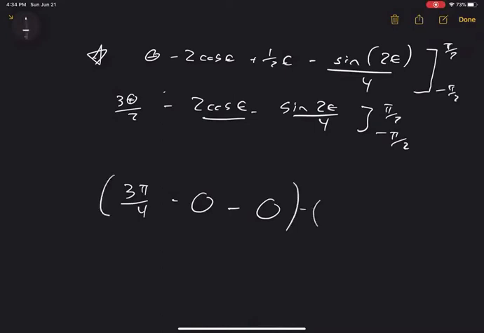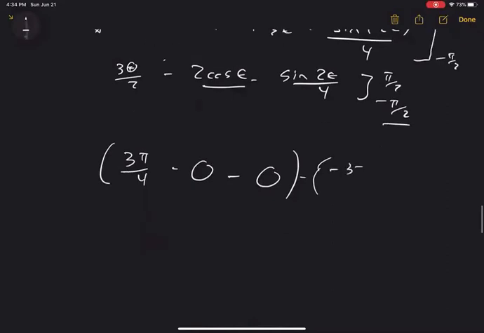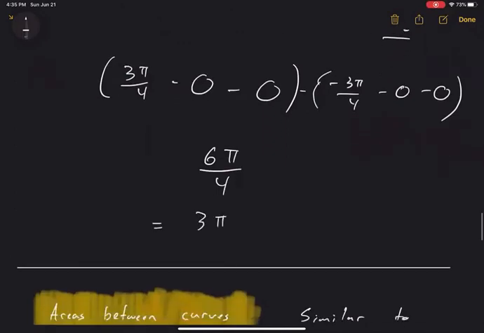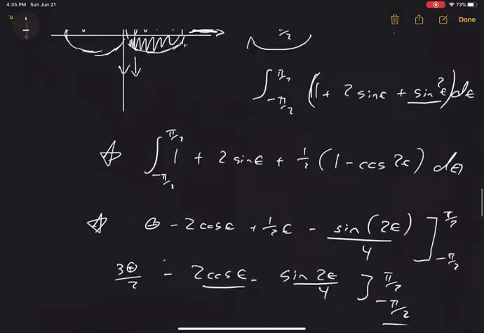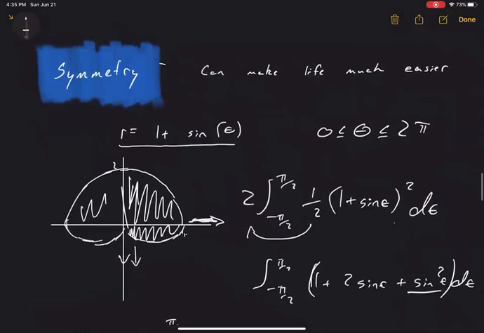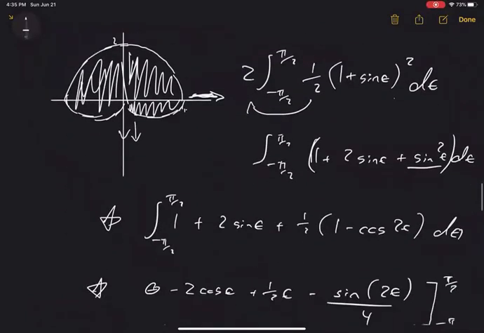minus, okay, let's plug in negative pi over 2, the same thing. So my total area should be what? 6 pi over 4, which is equal to 3 pi over 2. So that should be my total area, okay, for this curve here between 0 and 2 pi. Right? So that symmetry helped us.